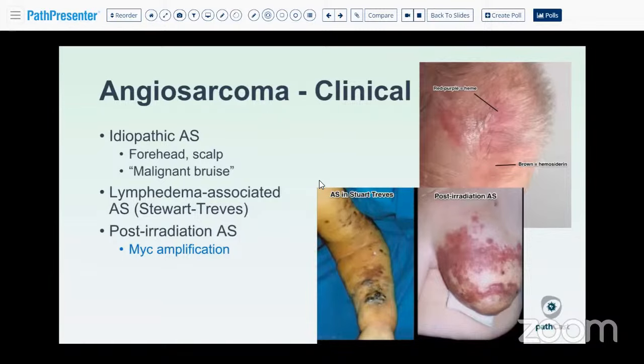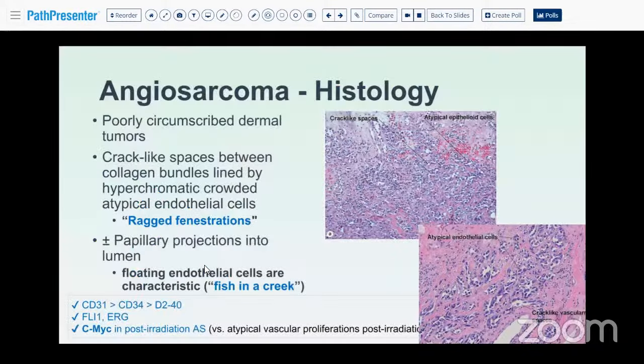It can be associated with lymphedema and Stewart-Treves syndrome, and post-irradiation angiosarcoma. And this is a testable entity: in post-irradiation angiosarcoma, there is a MYC amplification. On pathology, we see a poorly circumscribed dermal tumor with crack-like spaces between the bundles, hyperchromatic cells forming these ragged fenestrations. You can have papillary projections into the lumens of the spaces, with those hyperchromatic atypical cells floating into the lumen of those cracks like fish in a creek. More on that in just a second.